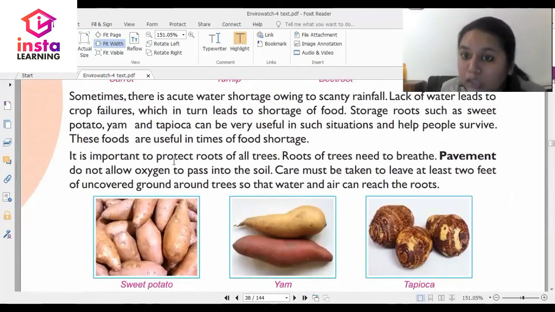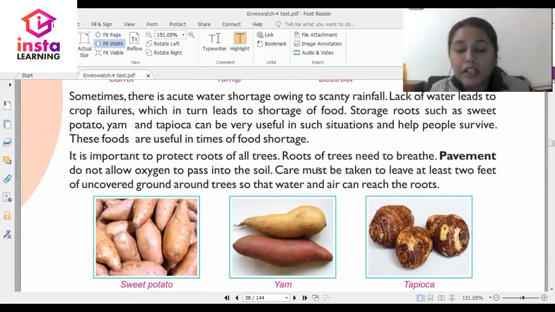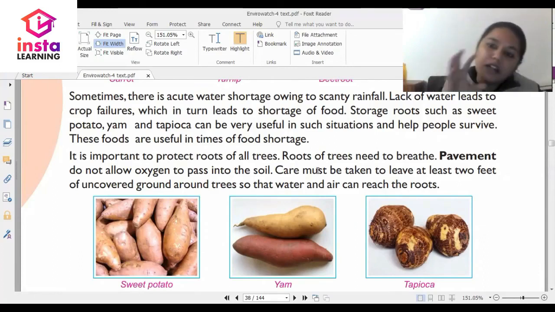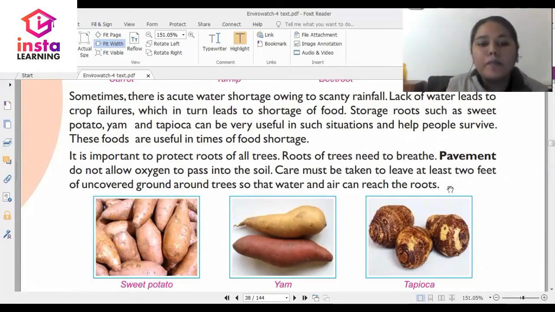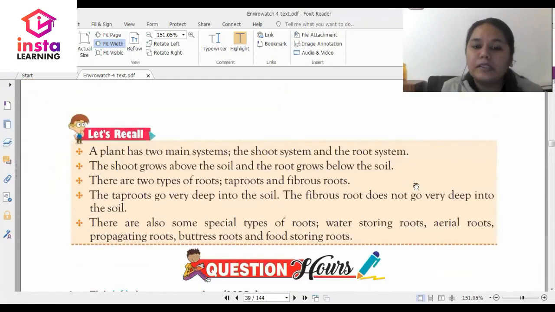It is important to protect roots of all trees. Like I told you, if you have pain in your leg or if you have hurt your leg, can you stand straight or can you stand very easily? No. So is the case of the plants. So if their roots are not strong enough, the plant or the tree is likely to fall. Pavements do not allow oxygen to pass into the soil. Care must be taken to leave at least 2 feet of uncovered ground around trees so that the water and air can reach the roots.